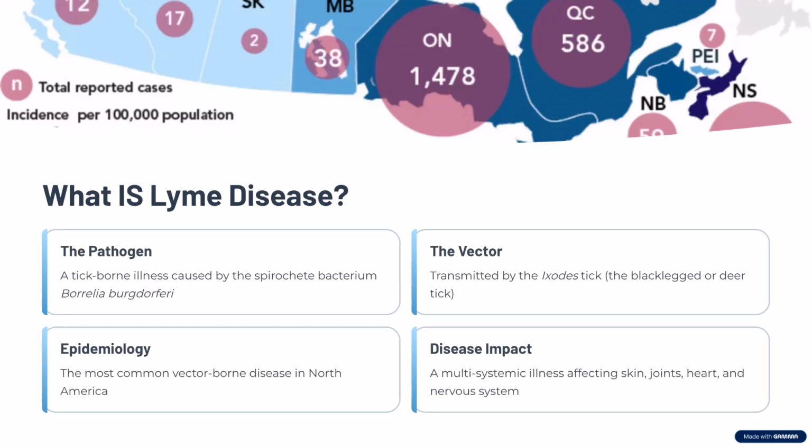It's an infection you get from a specific type of bacteria, a spirochete called Borrelia burgdorferi. The key here is how you get it. It's transmitted through the bite of a very small insect, the black-legged tick, also known as the deer tick. As you can see from this map, endemic areas in Canada are expanding, so recognizing this disease is more critical than ever. Think of it as a great imitator, an illness that can present in many different ways by affecting various parts of the body.